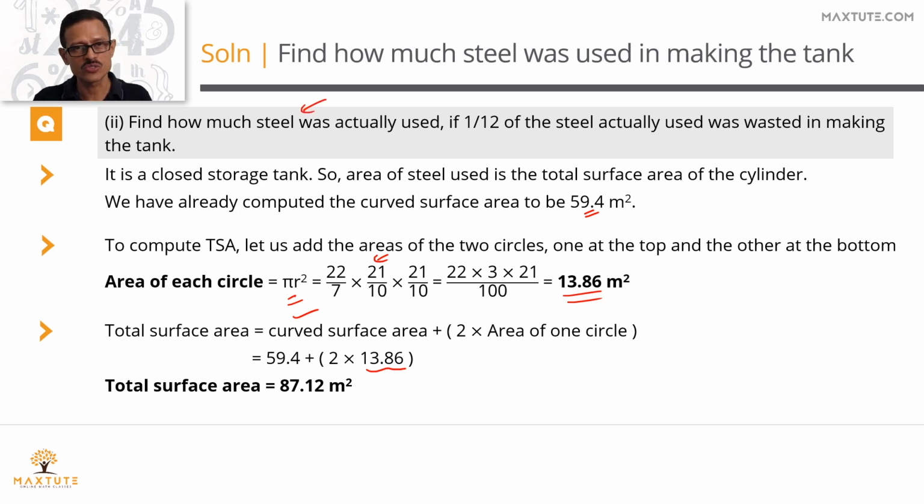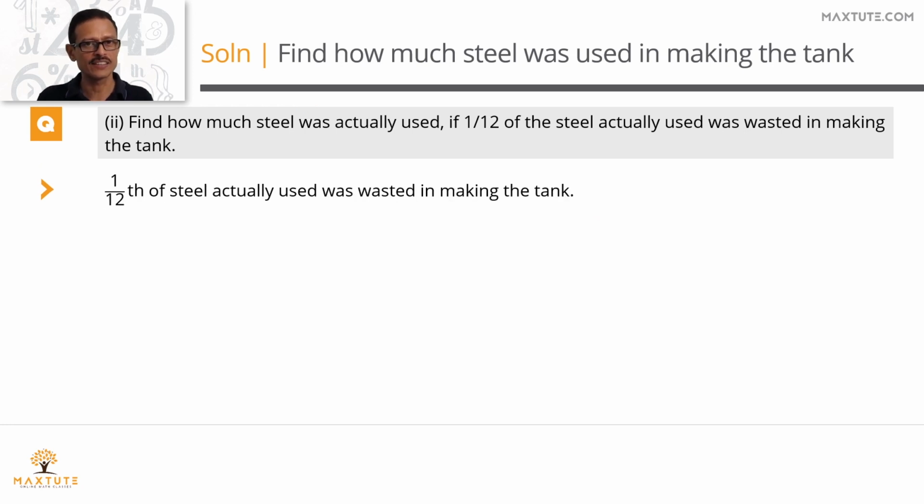This is not the end of the story. This tells us what got converted into the cylinder. Something was wasted. What was wasted? 1/12 was wasted. 1/12 of what was wasted? 1/12 of the actual steel used was wasted. So let's say the actual steel used is x meter square. We wasted 1/12 of x. So what was left is 11/12 of x.